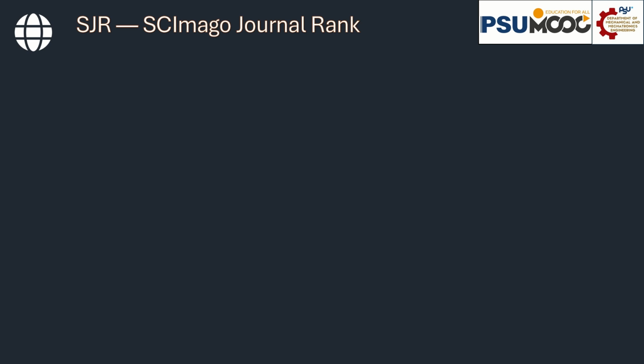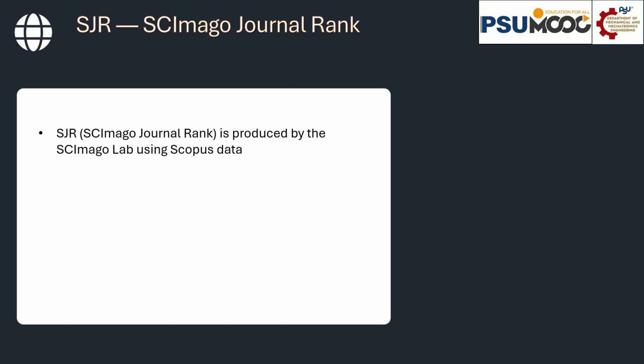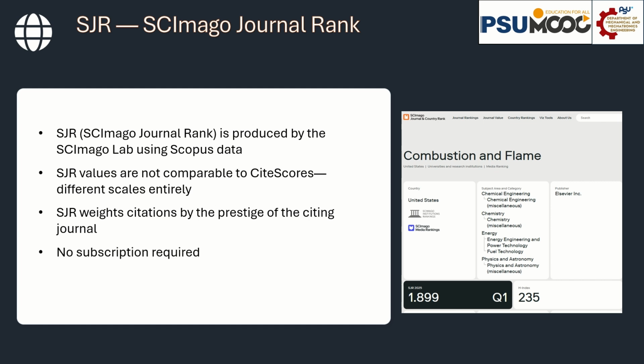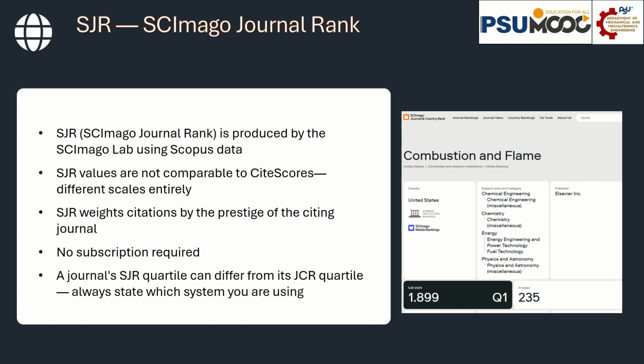Now let us look at SJR. It stands for Scimago Journal Rank. SJR is produced by the Scimago lab using Scopus data. SJR values are not comparable to cite score values, since SJR weights citations by the prestige of the citing journal. Citations from highly respected journals contribute more weight. No subscription is required and it is freely available through the Scimago website. A journal's SJR quartile can differ from its JCR quartile, so always state which system you are using.